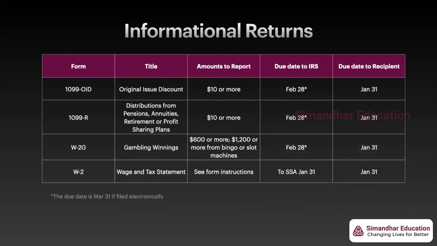W2G is another popular form, and W2 is obviously the most popular one that we see on the exam. W2G is for your gambling winnings. That is, if you've generated income as part of gambling using any casinos, any online gambling games, then that income reported on W2G has to be filed with the IRS by February 28th, and the due date to the recipient is January 31st.